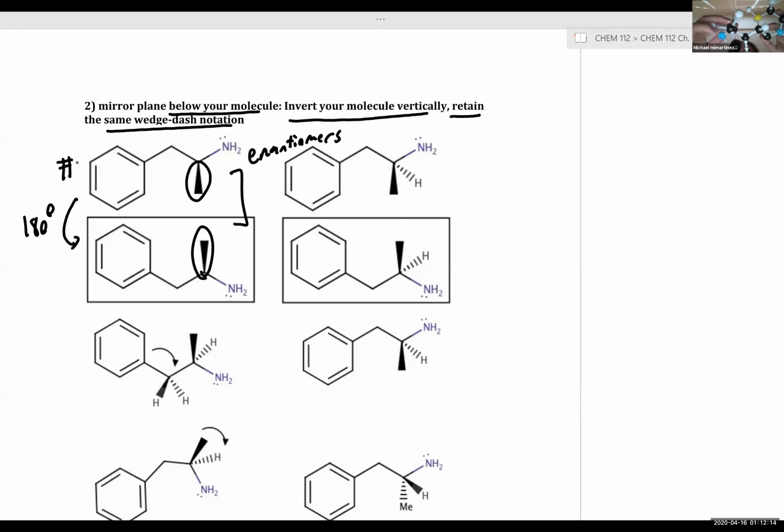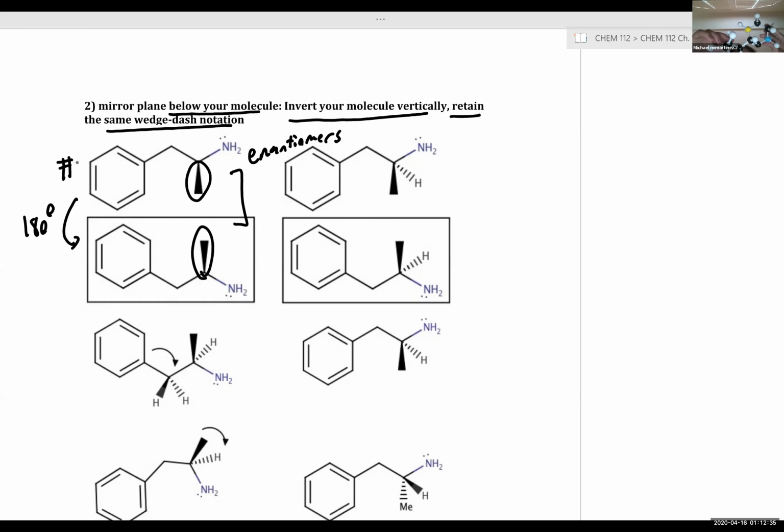Okay, so our methyl group is still pointing out of the page, but does everyone notice how our ring and the connectivity in our ring has changed, as well as the position of our amine group? Does everyone notice that change?